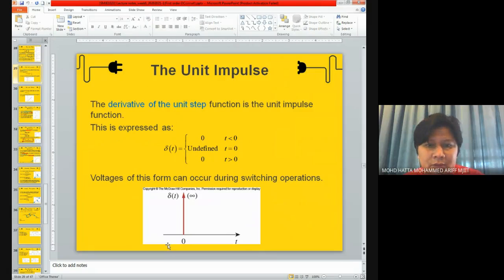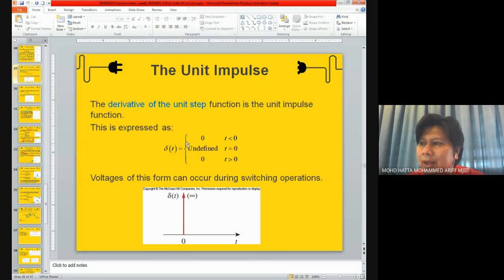Unit impulse can be illustrated using this kind of diagram. We have the derivative of the unit step. In other words, if you have a unit step and then you differentiate it, or do some derivative on the unit step, this is what you will get, a response which is known as the unit impulse.